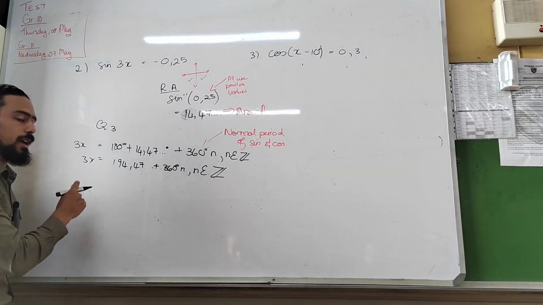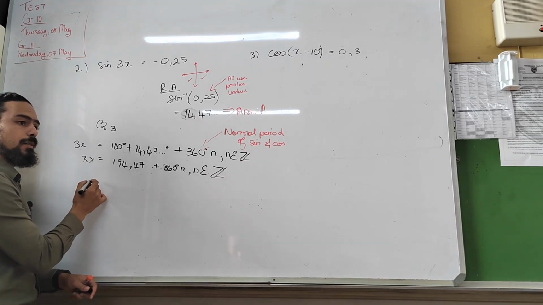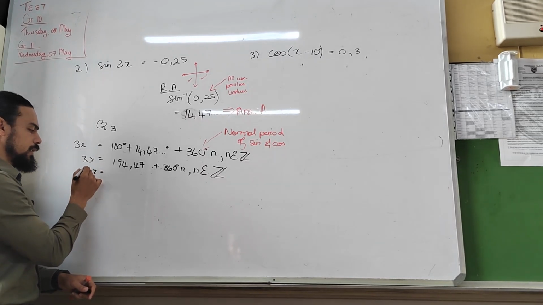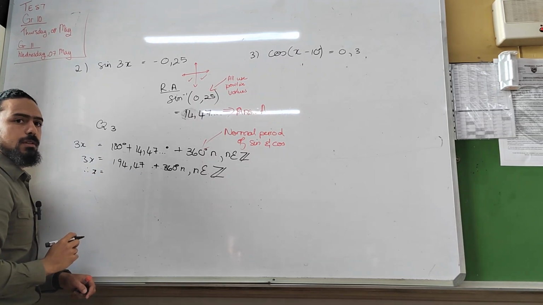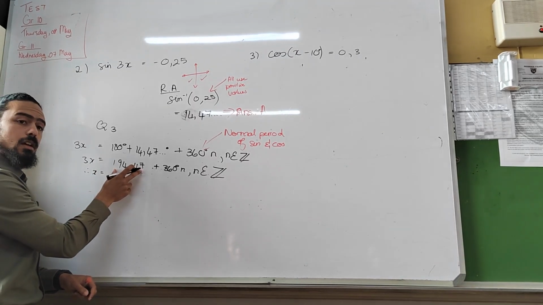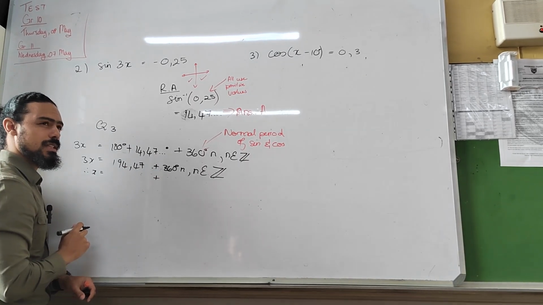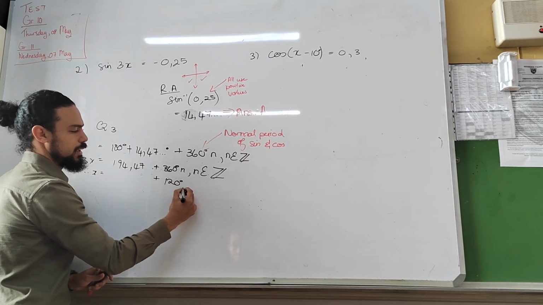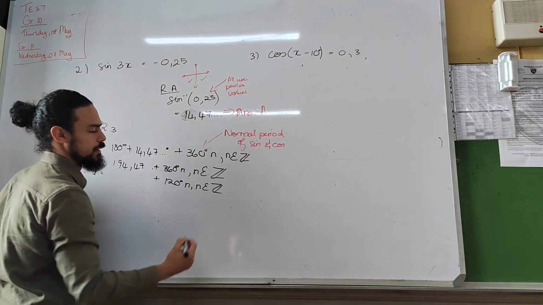Then we have 3x. But have I solved x yet in the third quadrant? No. So my last step will be to divide by 3. So x is therefore going to be equal to this now divided by 3. You can just take this answer that you get there and divide it by 3. And that's going to be plus 360 divided by 3, I think 120. 120 there. And then we get n is an element of integers.